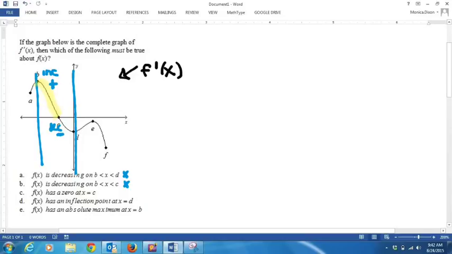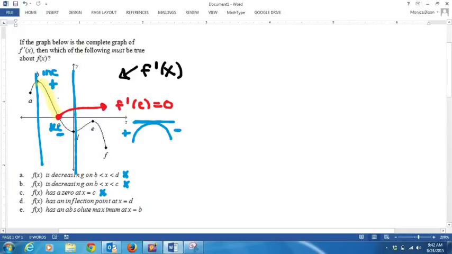F of x has a 0. So you've got to remember what we're looking at. This is a 0, but this means that f prime of c is equal to 0. So if we look at the original graph, that means I have a max, because I'm going from positive to negative. So it has the maximum at x equals c. So c is not correct.